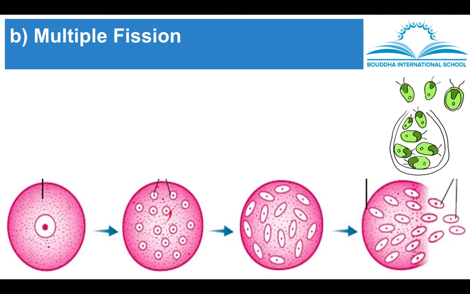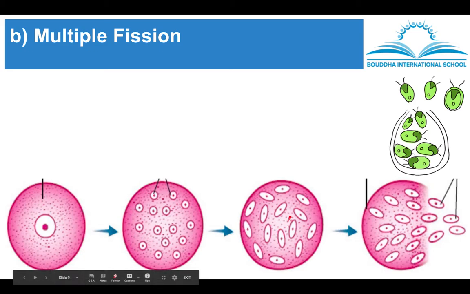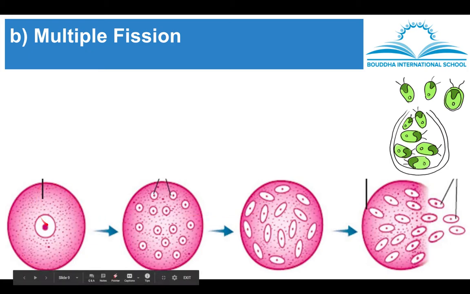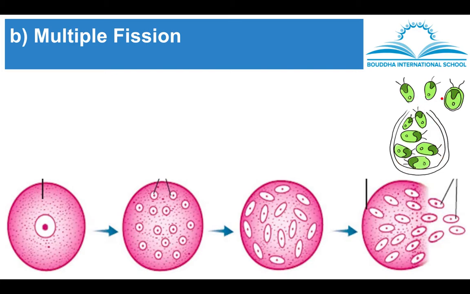It undergoes multiple fission. So you can find many nuclei, and later on each nucleus is surrounded by the cytoplasm and becomes individual. So here one parental body is divided into many daughter offspring. Same case happens here. This is Chlamydomonas. So one Chlamydomonas body is breaking down and forming many Chlamydomonas.